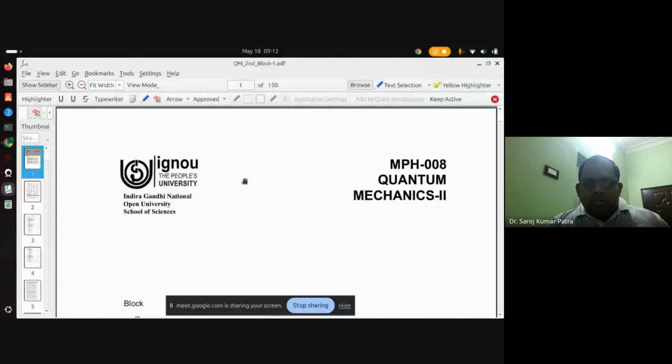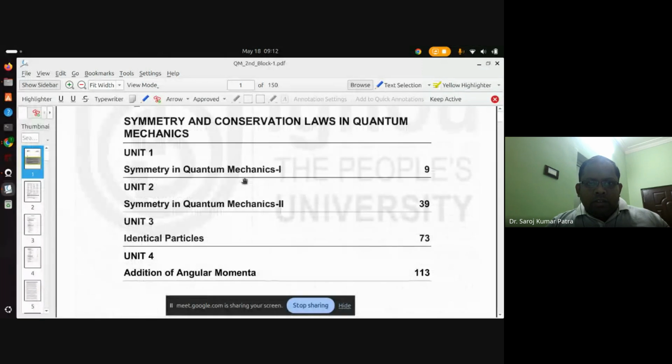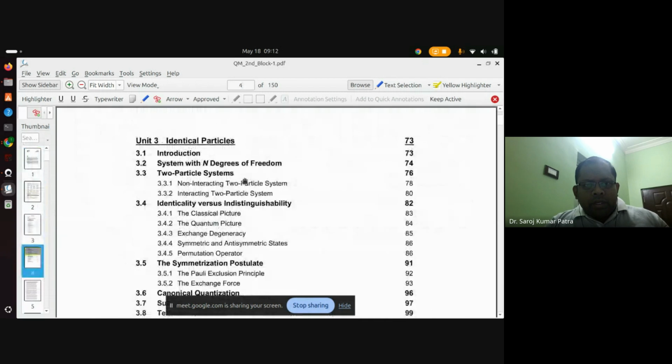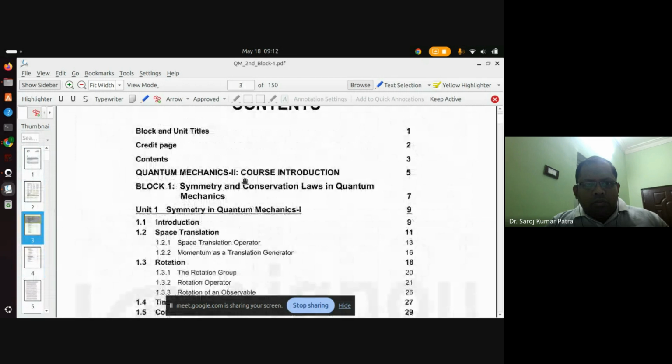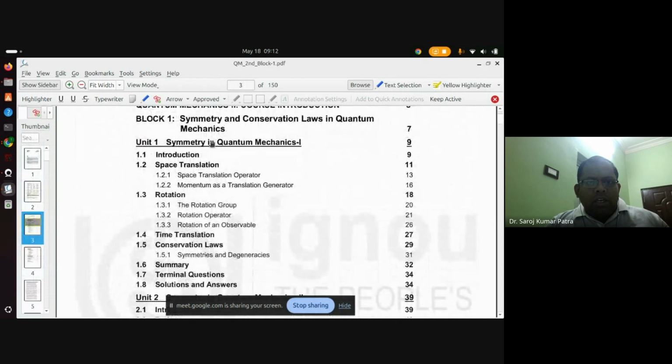So this is what we'll be starting: symmetry in quantum mechanics 1 and symmetry in quantum mechanics 2, then identical particles and addition of angular momentum. Starting with Unit 1, which is symmetry in quantum mechanics, we'll focus on space translation, rotation, time translation, and conservation laws. So basically, how symmetry can lead to conservation laws. That is the idea of this unit.